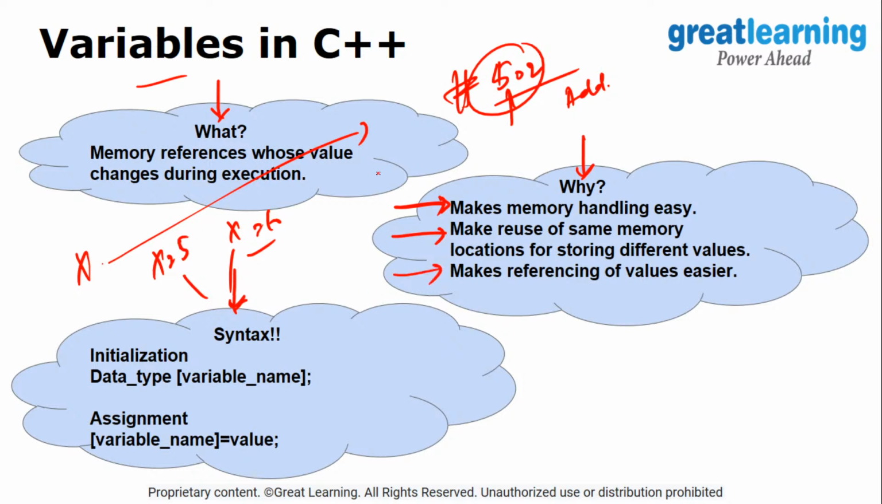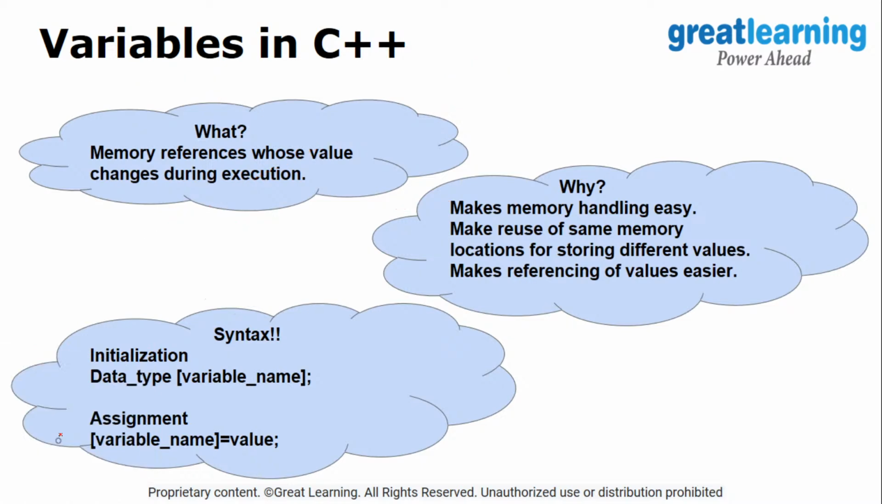If you're referring to this memory location, you can easily refer to it with the help of this variable x, and then you can play around with this x. Try to write a program wherein you find the greatest number between 3 numbers. All those things can be done easily. So this is why. Now what about the syntax?